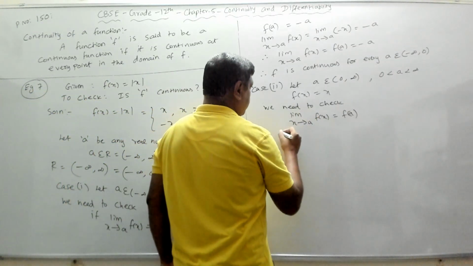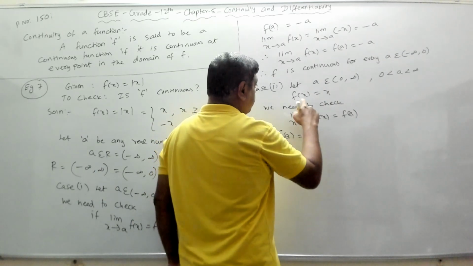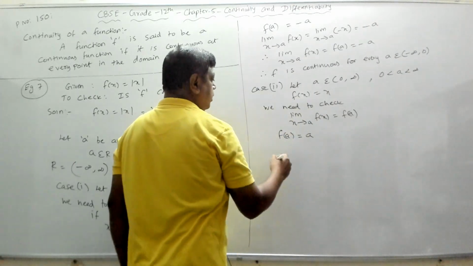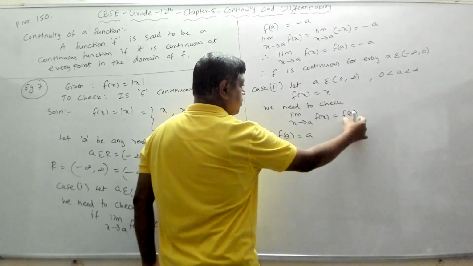Now let's substitute. Now let's find what is f of a. What is f of a? f of x is x. So f of a is a. f of x is x means f of a is a. Now let's find what is the limit. So we found this. Let's find this.